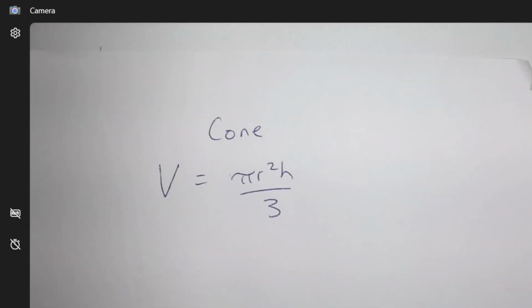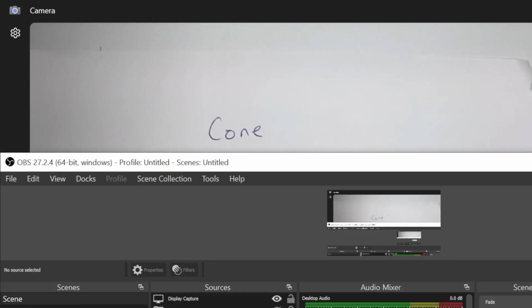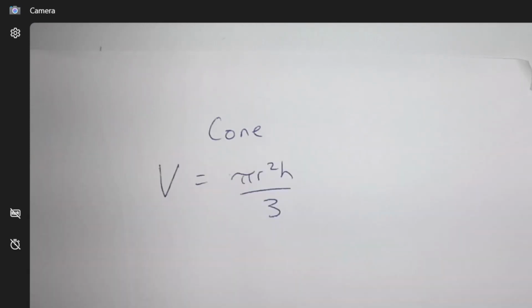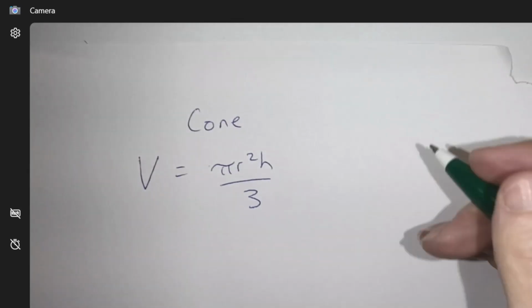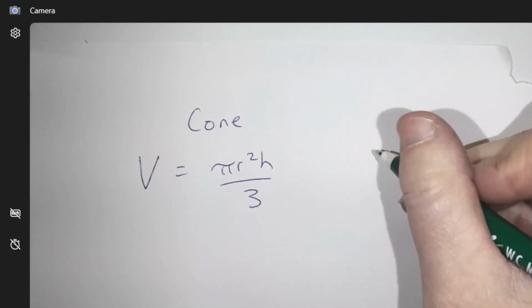Okay, so here's what I'm going to do. I'm going to deal with the volume of a cone. So if you need some scrap paper, find a spot, I can grab some here. I'm going to give you some info, so we're going to make something up because I don't know.